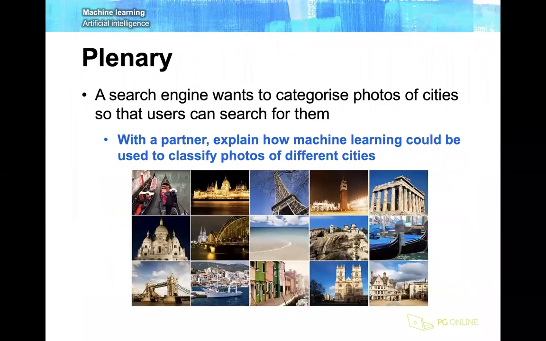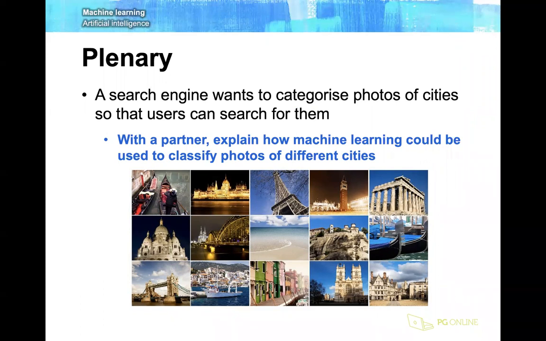So plenary. A search engine wants to categorize photos of cities so that users can search for them. With a partner, or if you don't have a partner, you may be watching it with your friend. Explain how machine learning could be used to classify photos of different cities. So we've learned about training data. We've learned about what categorizing is. We've learned about pattern recognition. I've basically given you the answer. Take a minute, think about it, and we'll go through it. Just pause the video, and when you're on pause, I'll go through it.